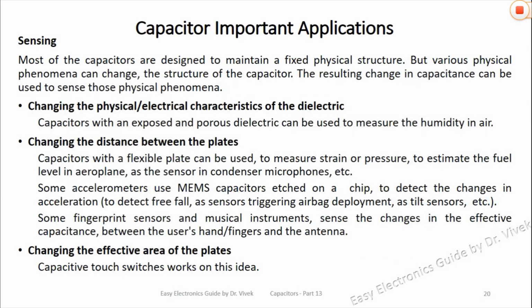The sensing capacitors utilize the changes in capacitance due to the variations in physical or electrical characteristics of the dielectric, the changes in the distance between the plates, the changes in the effective area of the plates, etc.